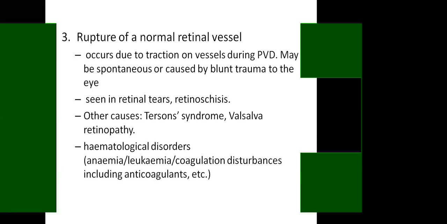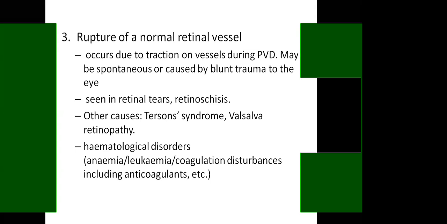Number 3 is the rupture of a normal retinal vessel, which occurs when the vitreous pulls, the posterior cortical vitreous pulls on the retinal vessels. It may be spontaneous, as in PVD, or it may be caused by trauma. It may also be seen when there's a retinal break or in retinoschisis. Rare causes are Terson and Valsalva retinopathy, but it's important to just keep them in mind.